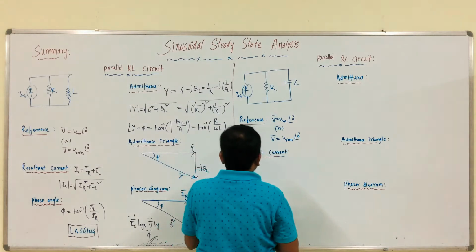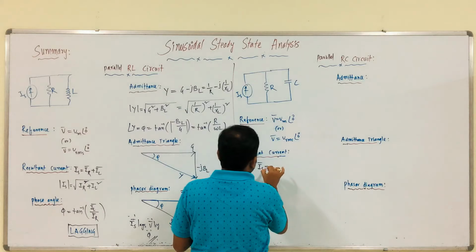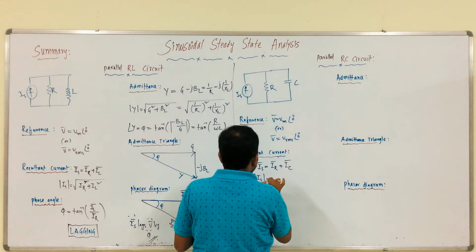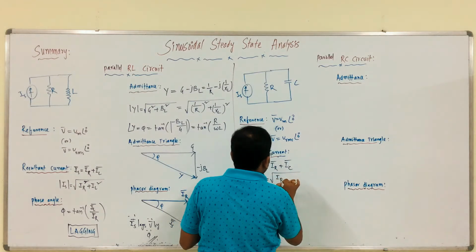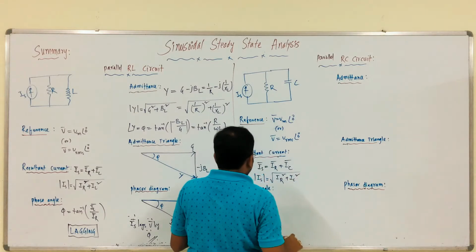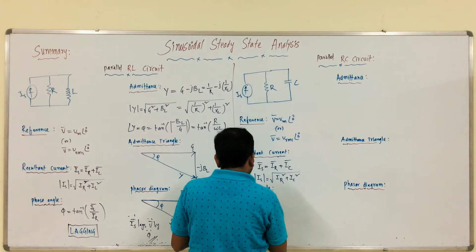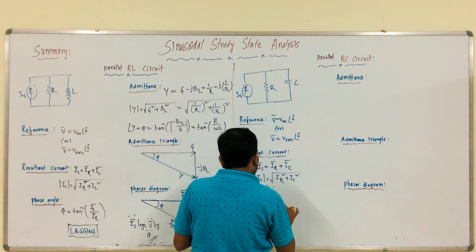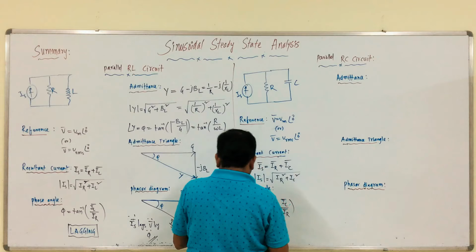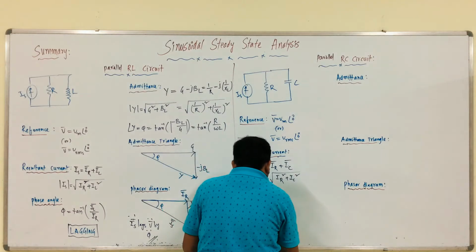Clear? Resultant current is nothing but what? IS is equal to IR plus IC. Therefore, mod IS is equal to square root of IR square plus IC square. Clear? Then phase angle is what? Phi, tan inverse IC by IR, that is leading.